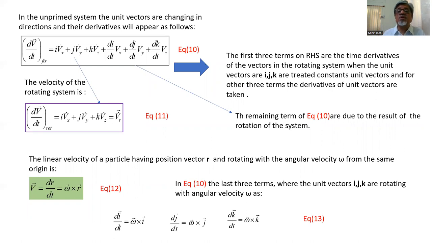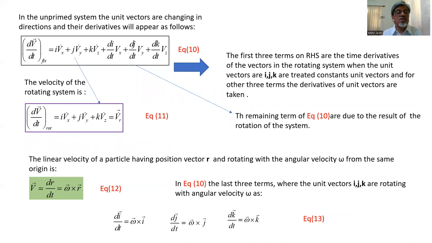The first three terms on the right-hand side of equation number 10 are the time derivatives of the vector components in the rotating system, when the unit vectors I, J, and K are treated as constant vectors. For the other three terms, the derivatives of the unit vectors are taken. The first three are represented as dV by dt rotation, I V dot X plus J V dot Y plus K V dot Z, which is V dot r. So this is the velocity in the rotating system. The other three terms are due to the result of the rotation of the system.